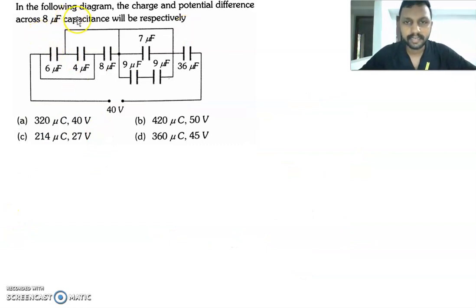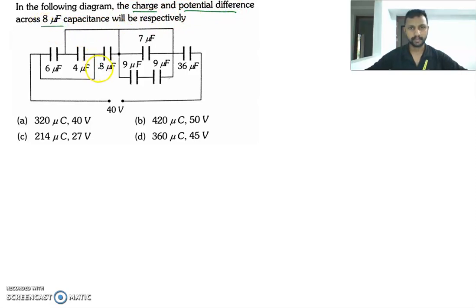In the following diagram, the charge and potential difference across the 8 microfarad capacitor will be, respectively. This is a problem connecting capacitors, and they are asking you the charge and potential difference across the 8 microfarad capacitor. What is the 8 microfarad capacitor? This is our 8 microfarad capacitor. In order to solve this, we could find the effective capacitance of the circuit, for which we could apply nodal analysis.